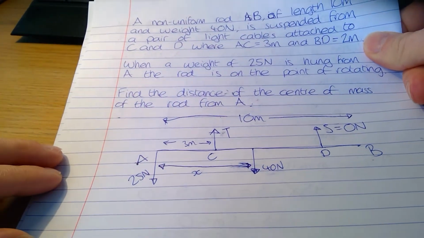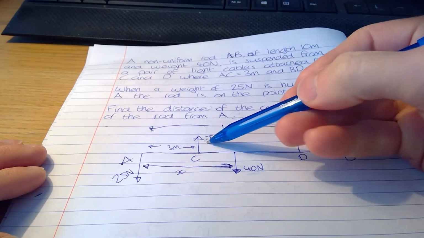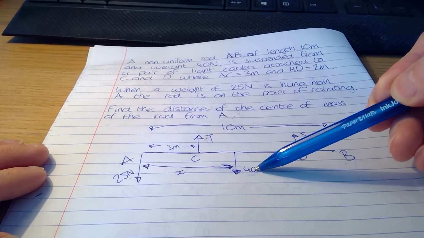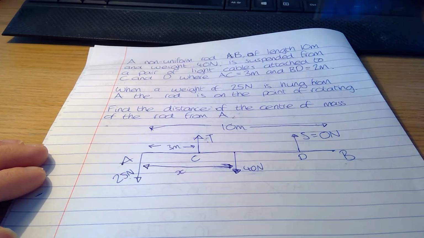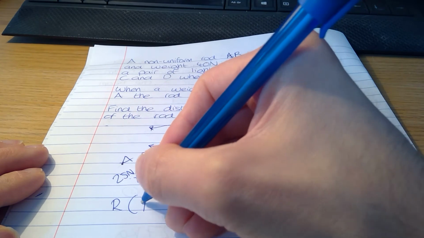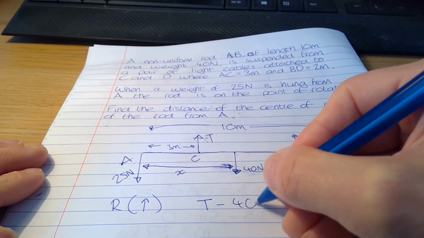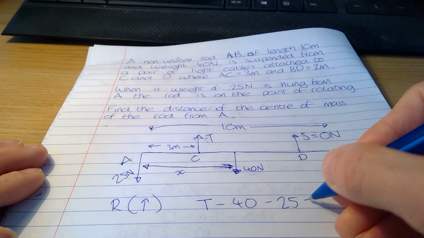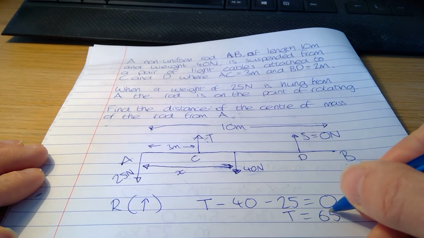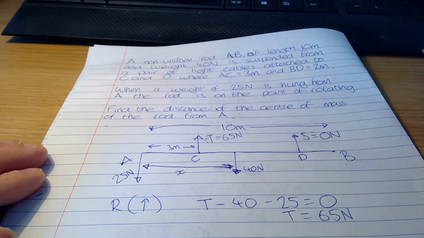The other thing we can deduce is that if we look at all the vertical forces, we've got T going upwards, and then we've got these two forces that are pulling downwards. Everything's supposed to be in equilibrium because it's only at the point of rotating. So we're going to resolve vertically. So that would mean that T subtract the 40 newtons, subtract the 25 newtons must be equal to 0. And therefore T is equal to 65 newtons. So we're making good progress with this now.